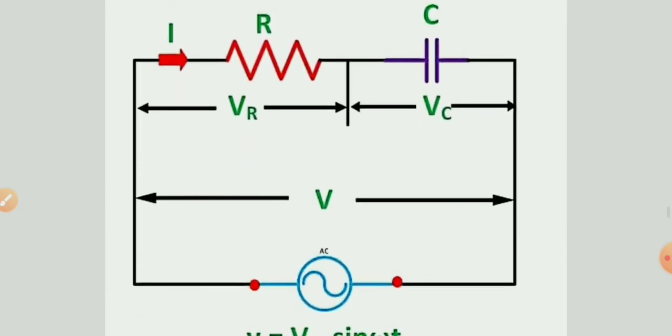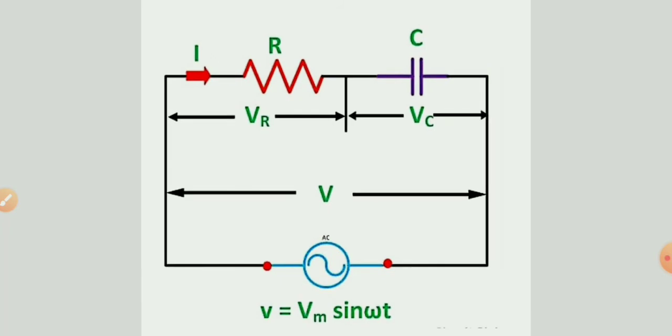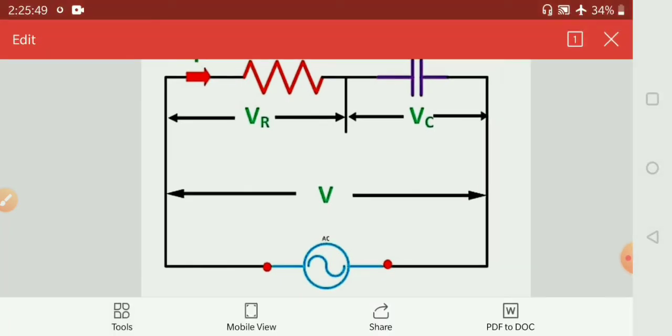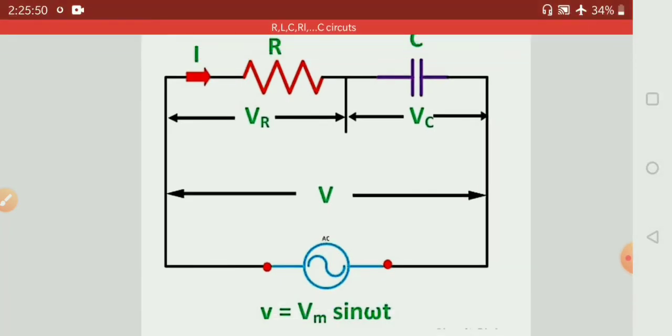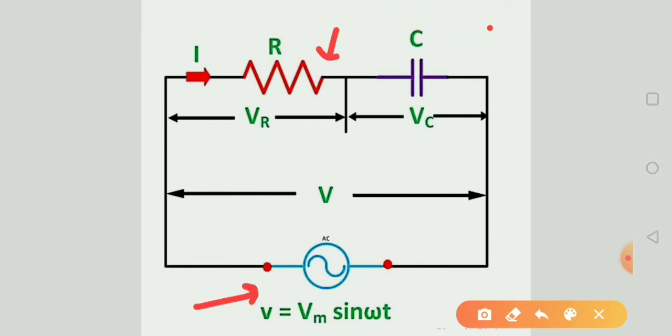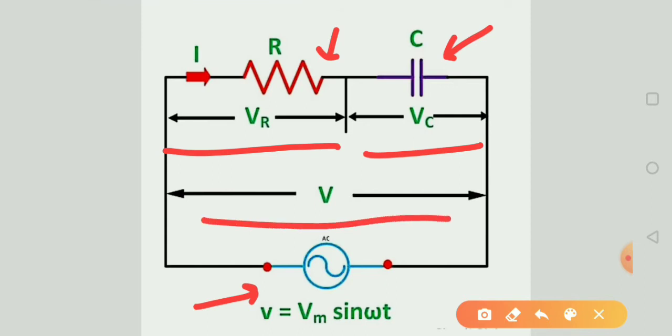If we apply a sinusoidal voltage to the RC series circuit, with a resistance element and a capacitor, the voltage across the resistance is VR, the voltage drop across the capacitor is VC, V is the voltage supplied to this circuit, and I is the current.